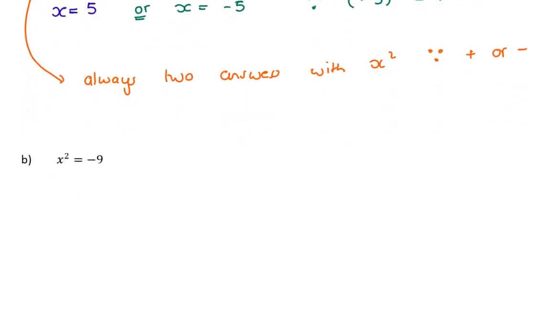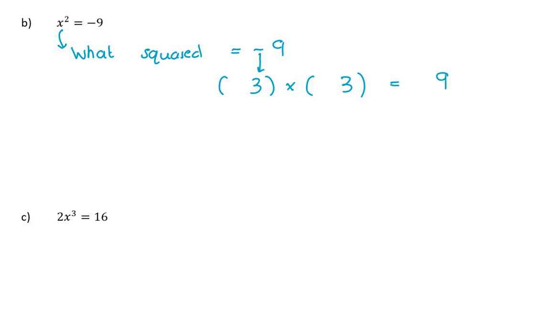Okay, let's look at another one with an x squared. x squared equals negative 9. So again, I wouldn't really do a method. I would just say to myself, what squared gives me negative 9? Now, this is a bit of a trick question, because can you ever square something and get a negative? Because when you square something, you mean something times itself. So I'm tempted to say, well, 3 times 3, because 3 times 3 gives me 9. But you want negative 9.